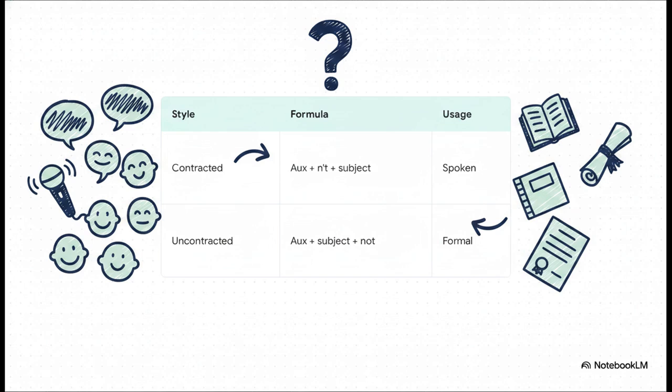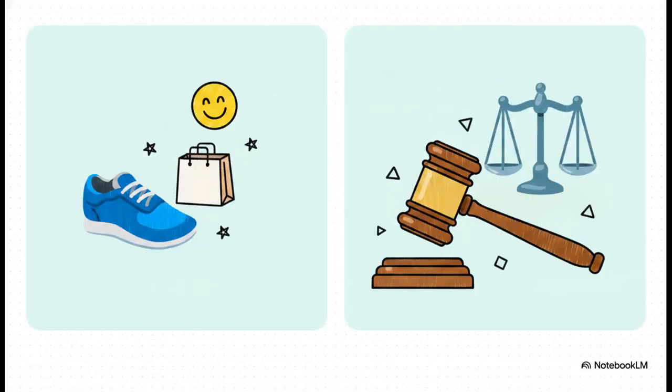The second style is uncontracted. That's the auxiliary verb plus the subject plus not. Now, you only want to use the second one in highly formal situations. And this comparison brilliantly illustrates the difference. Let's look at the spoken example. "Aren't these shoes cute?" It uses that contracted aren't. It's light, it's friendly, it's exactly what you'd say to a friend at the mall.